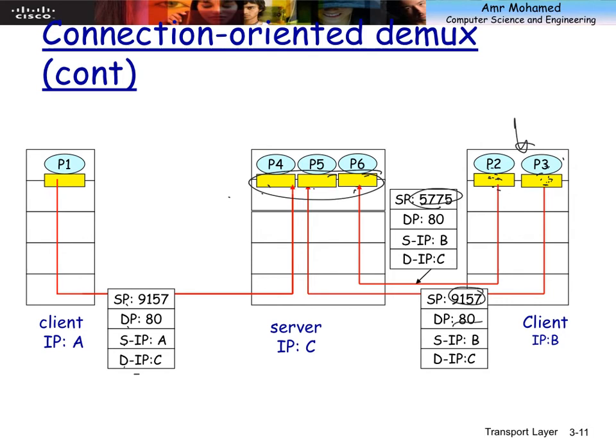Even if they are going to the same IP address and same port, because they are on two different source ports, the socket here is different, corresponding to these sockets. Okay? Understood? Okay. So this is for connection-oriented demultiplexing. Of course, this is what's used by TCP, and the previous one is what's used by UDP.